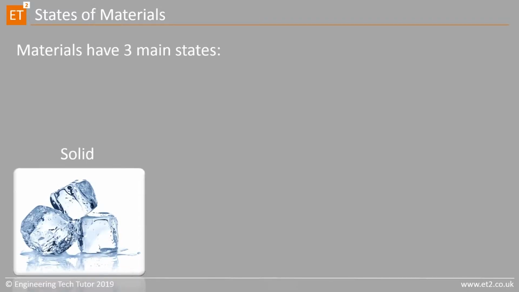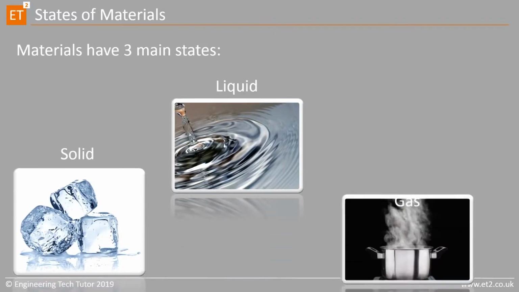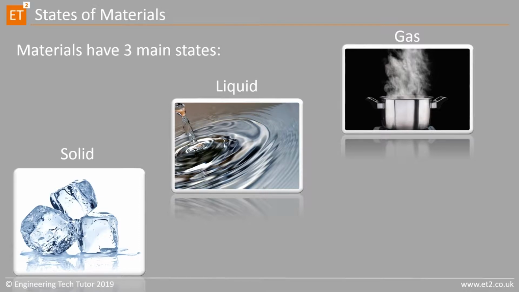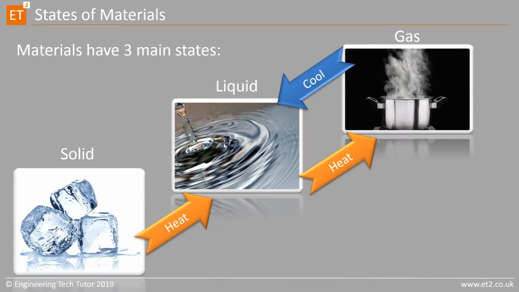Materials have three states. They are solid, liquid and gas. Now to change between these states we have to add or remove heat. So to go from a solid to a liquid, all I have to do is take the solid and heat it up. I can then take my liquid and apply more heat and turn it into a gas. Equally, if I want to turn my gas back into a liquid, all I have to do is cool it down. And again, if I take my liquid and I cool it down even further, I can turn it back into a solid.